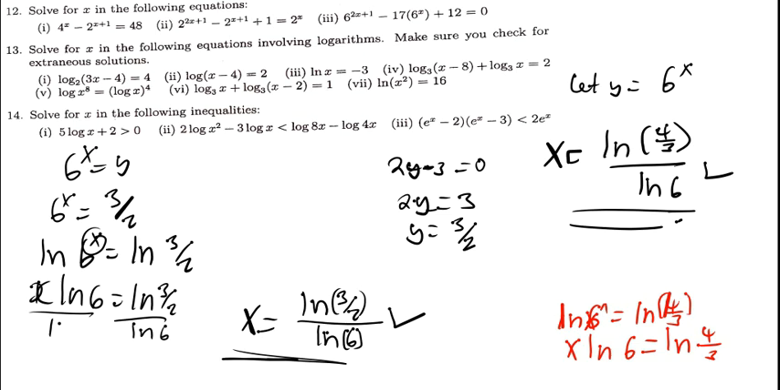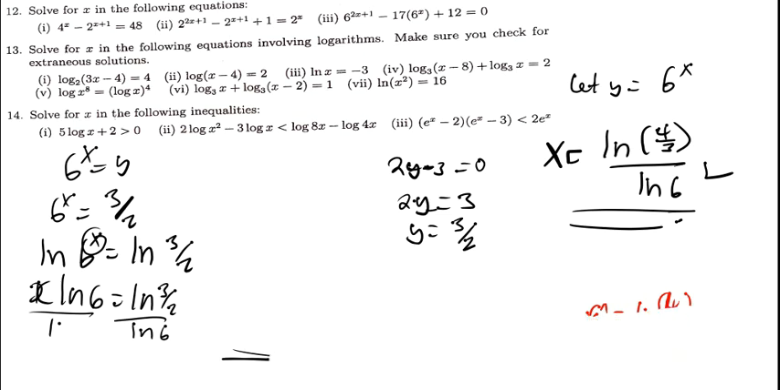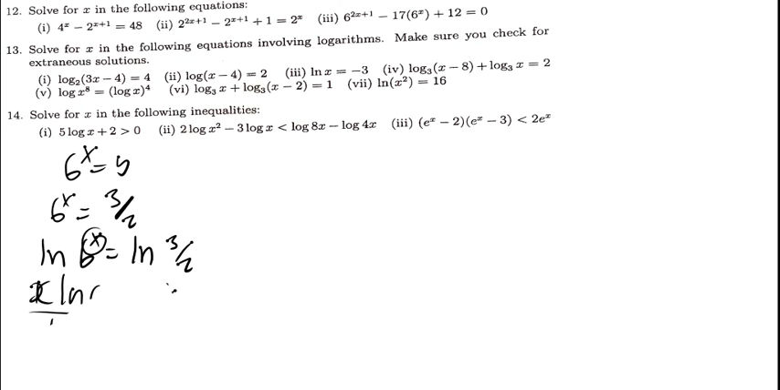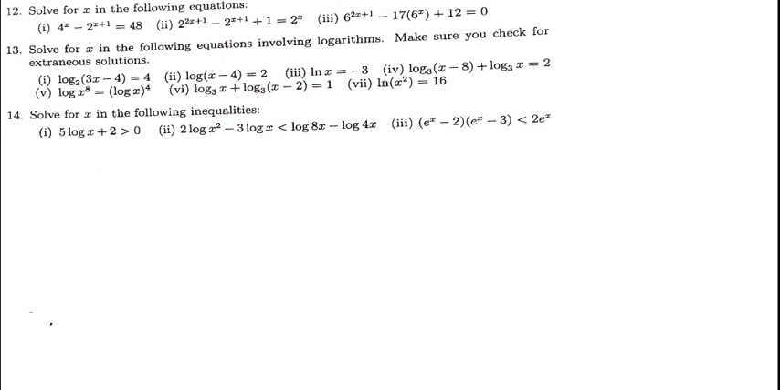So if you managed to find these ones, then that's okay. Let's go to question 13. Question 13 is saying solve for x in the following equation involving logarithms. Make sure you check for extraneous solutions. Extraneous solutions are solutions that, when you plug in the values, you discover that they don't make sense. It is going to give you undefined, but initially you arrived at them from solving.